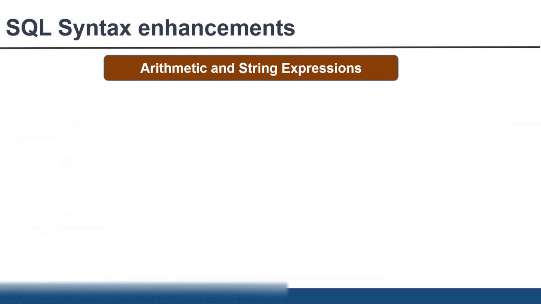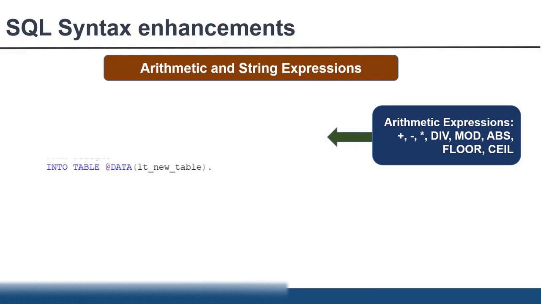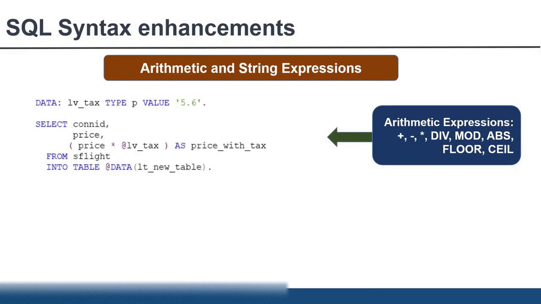Arithmetic and string expressions. With the new changes, you can now use arithmetic expressions like addition, subtraction within a select query. In the example shown, the field price is multiplied with a variable and the result is passed to a new field price with tags. Similarly, you can use any other operators whichever is supported.